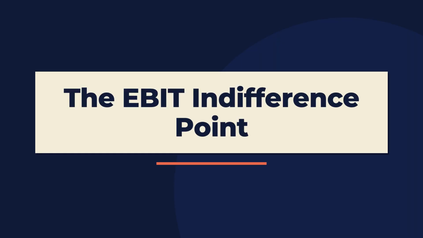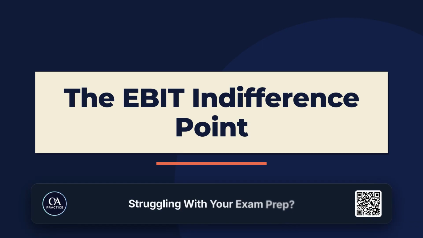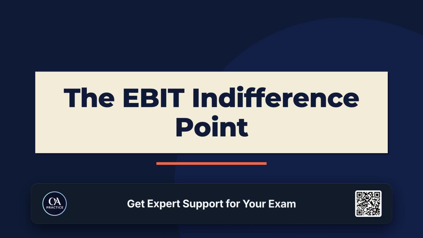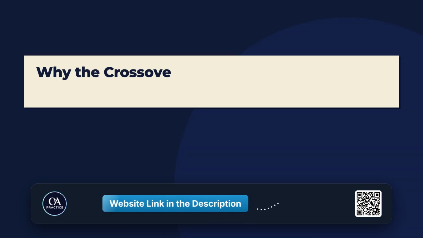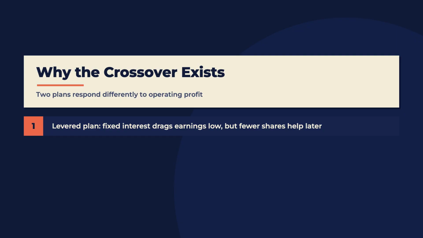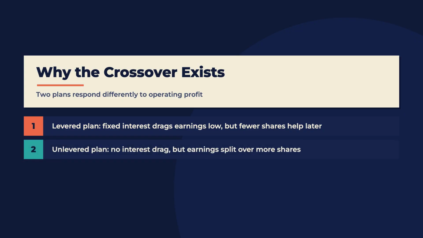Between any two financing plans, one with more debt and one with less, there's a single operating profit level where both produce exactly the same earnings per share. That crossover is called the indifference point. The levered plan carries a fixed interest charge that hurts at low operating profit, but it spreads earnings over fewer shares, which helps at higher levels. The unlevered plan avoids the interest drag, but divides earnings among more shares. As profit rises, the fewer-shares advantage eventually overtakes the interest disadvantage, and at one exact point, the two plans tie.